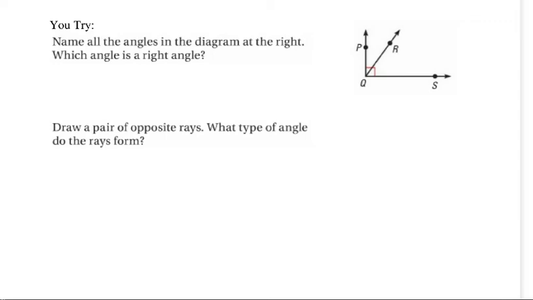Alright, so the 3 different angles that are in this picture are PQR, RQS, and PQS. Now realize your letters could be backwards. You could have RQP, SQR, and instead of PQS you could have SQP instead. And the angle that forms a right angle is our PQS or SQP.